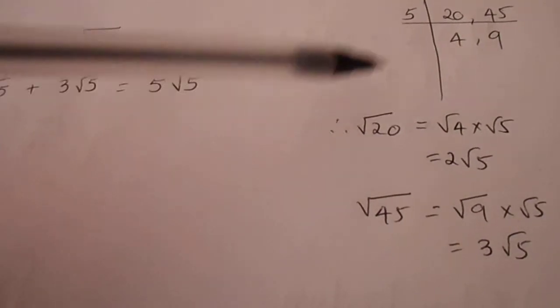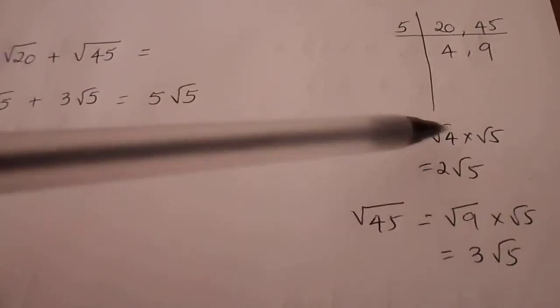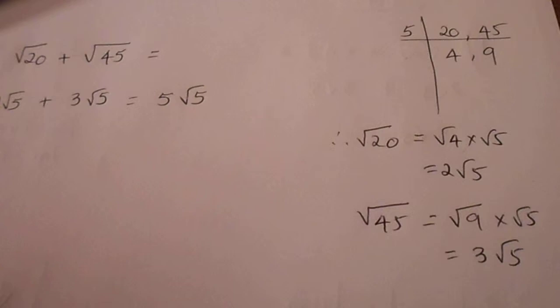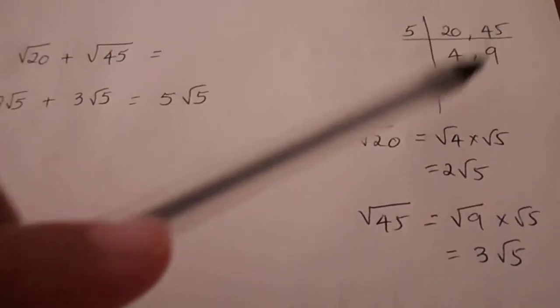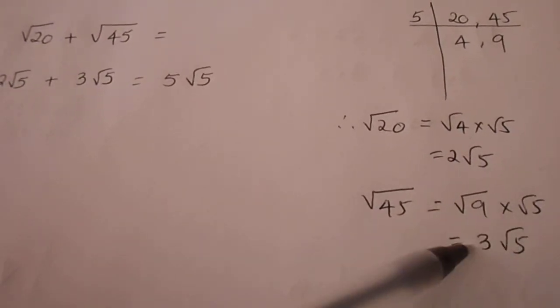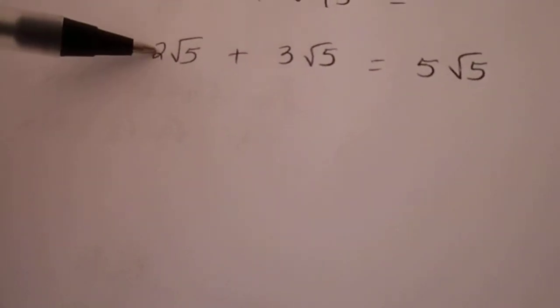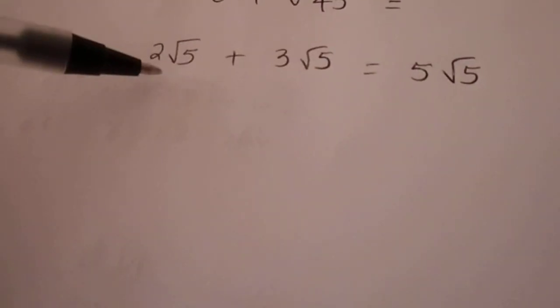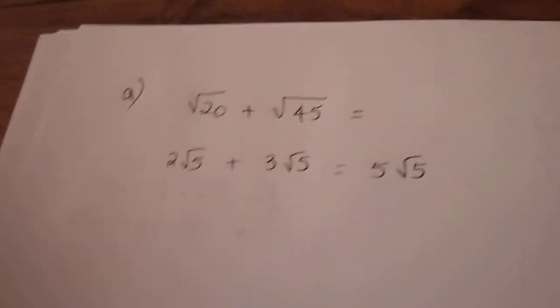Now you're going to express root 20 as root 4 times root 5, which can be simplified to 2 root 5 because root 4 equals 2. And root 45, on the other hand, can be simplified as root 9 times root 5, which is 3 root 5. So root 20 plus root 45 is 2 root 5 plus 3 root 5. Now that the surds are common, you can just add their coefficients. 2 plus 3 is 5. So the answer is 5 root 5.